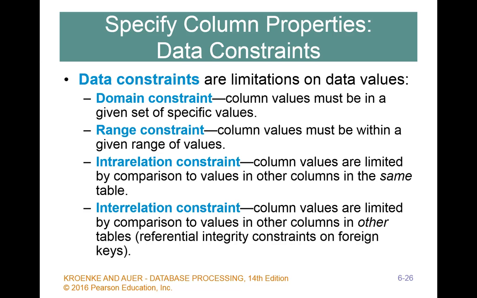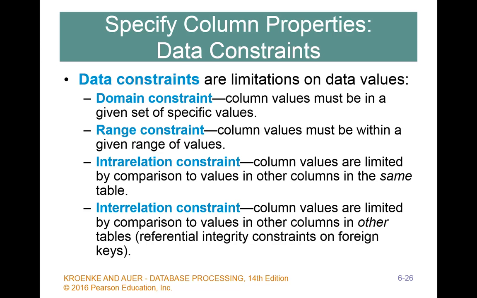So data constraints. Data constraints is how we limit data values. Make sure that you understand the difference between these data constraints. A domain constraint is when column values have to have a given set of specific values. A range constraint means we have column values that must stay within a given range of values. An intrarelational constraint would be values that are limited by comparison to values in other columns in the same table, whereas an interrelational constraint would be limited by comparing values in other columns in other tables. And this would take us back to what we have talked about in regards to our referential integrity constraints on foreign keys.